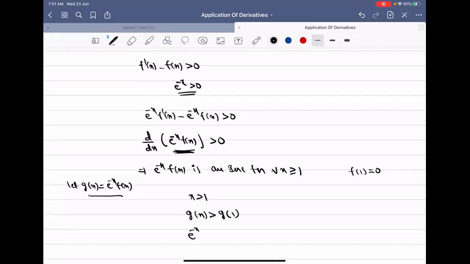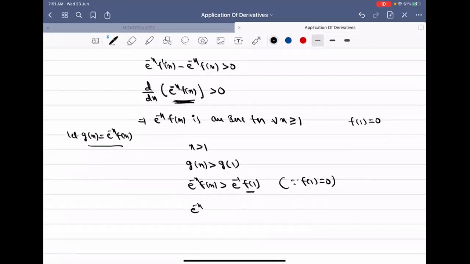What is g of x? e power minus x into f of x is greater than g of 1, which is e power minus 1 into f of 1. But in the question it is given that f of 1 is 0. That implies e power minus x into f of x is greater than e power minus 1 into 0. That is, e power minus x into f of x is greater than 0 for every x greater than 1.